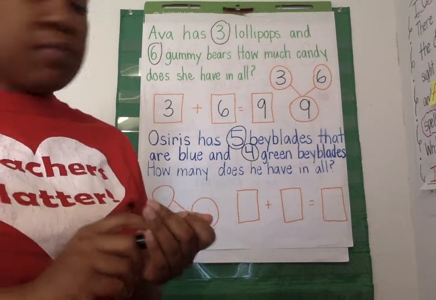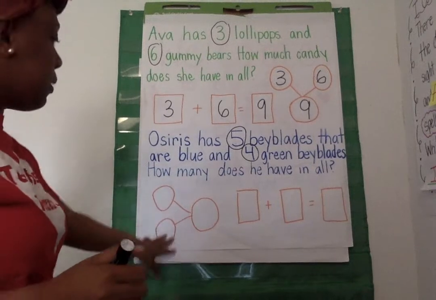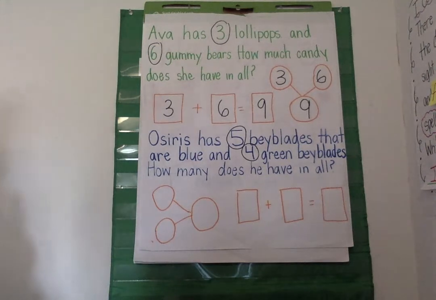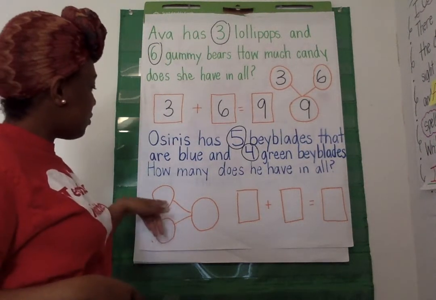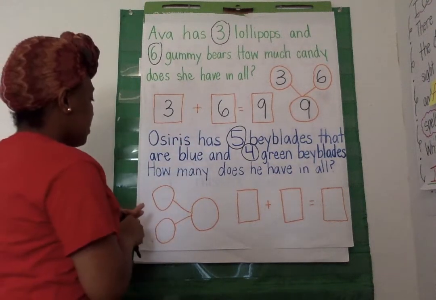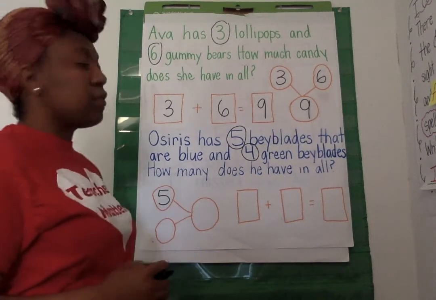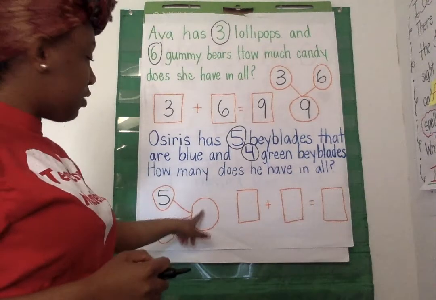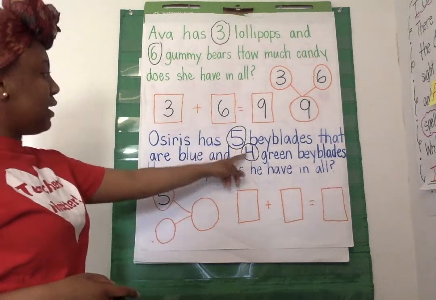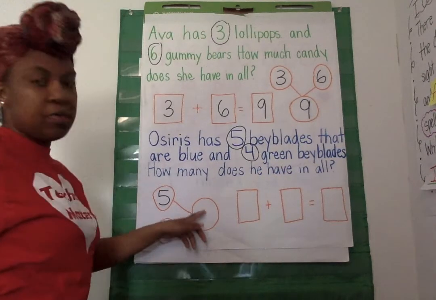Let's use our 10 frame to help us out. But first let's try to fill in our number bond. So our number bond, what number do you think belongs there? That's right. He has 5 Beyblades that are blue, so we're going to put that there. And where do you think the 4 belongs? It belongs right here, right? No, it doesn't belong there. It belongs right here, because that's how many he has that are green. And what number are we going to put right here?